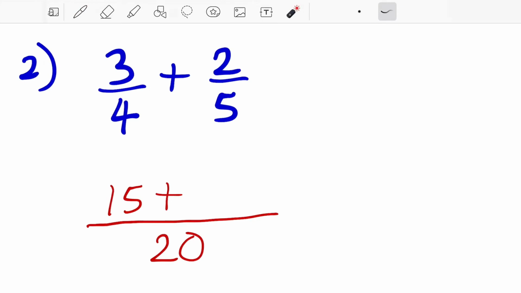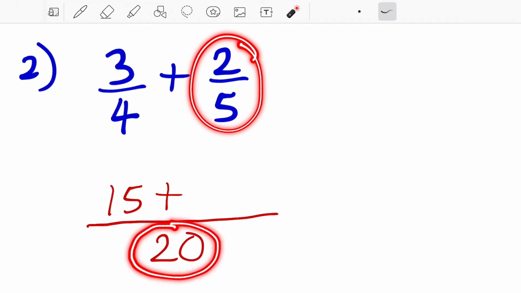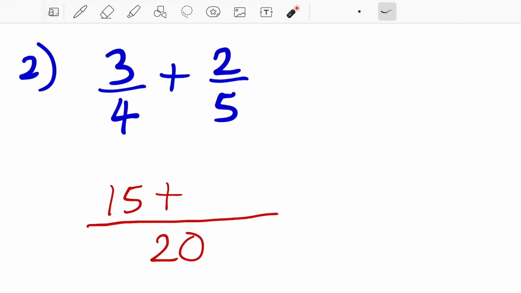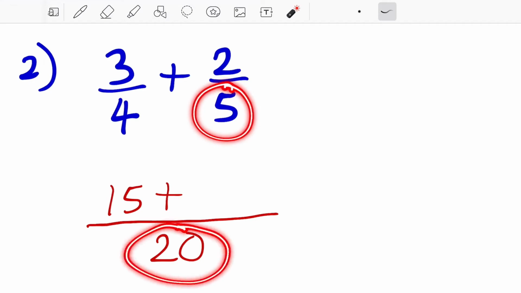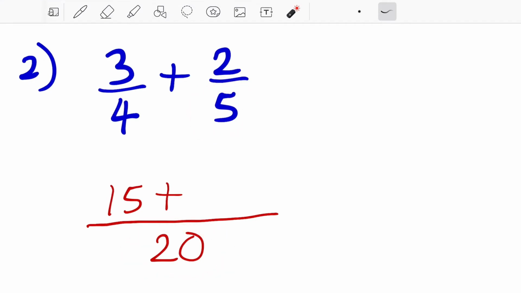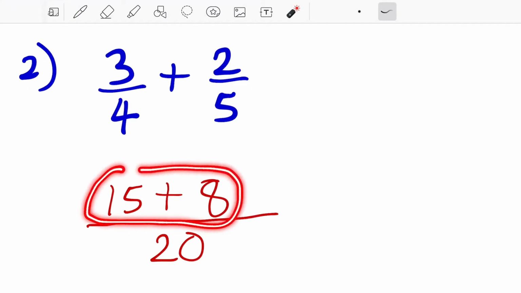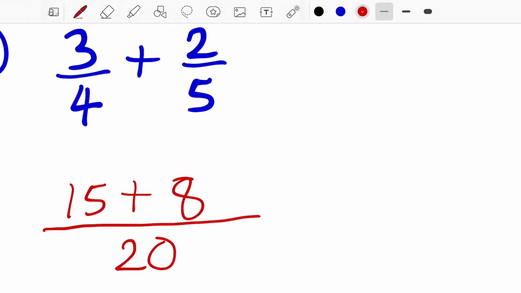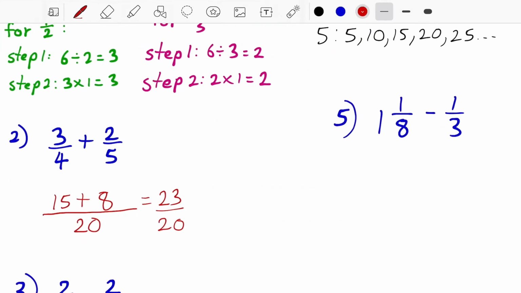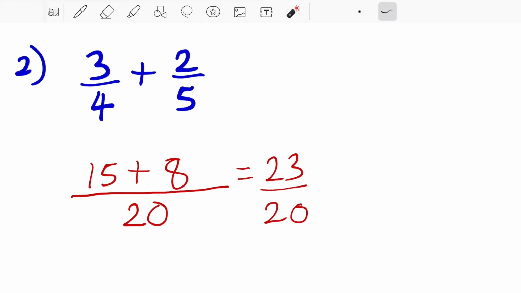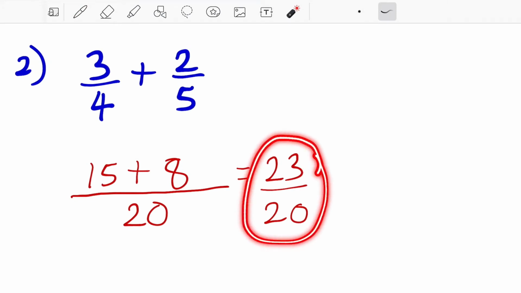We do the same for 2/5. We want to make 2/5 equal to a fraction where the denominator is 20. So we say 5 into 20, or 20 divided by 5, is 4, and then multiply by the numerator. 2 times 4 is 8. Now we can add 15 plus 8 is 23. So that's 23 over 20. So for now we will leave it like this. Later on we will do improper fractions and mixed numbers.